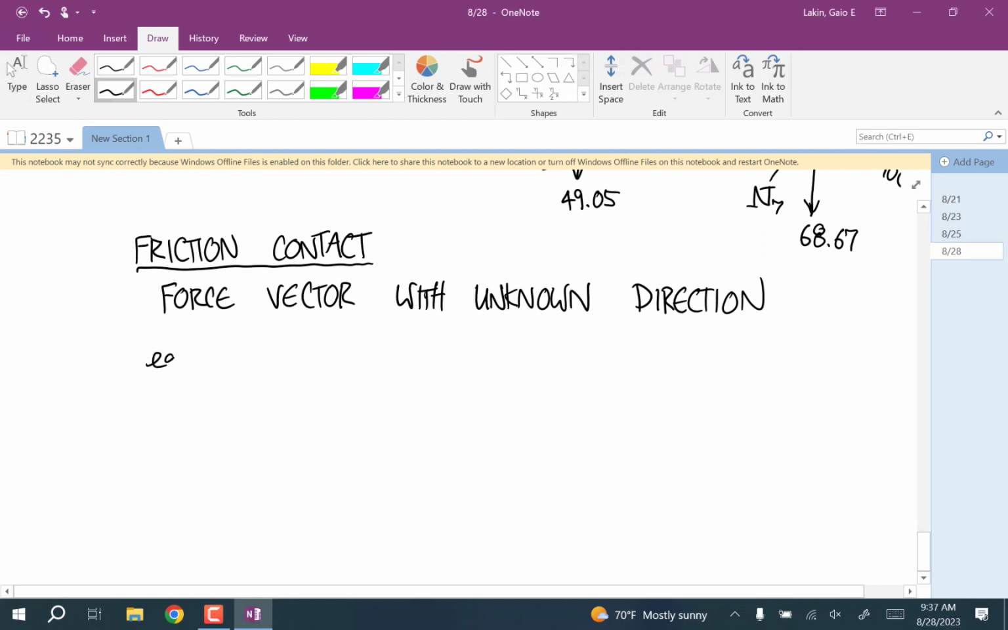So for example, let's say you have an incline and two boxes sitting on top of each other. Let's say this is 1 kilogram and 2 kilograms. And let's say you have a 5 Newton force that's horizontal and a 10 Newton force that's parallel to the surface.